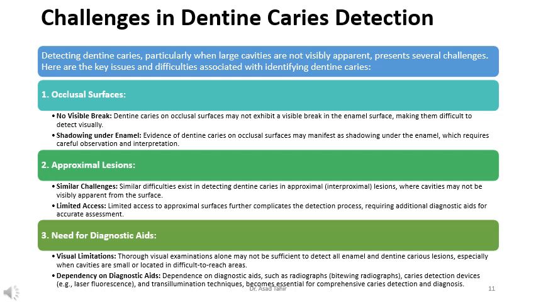3. Need for diagnostic aids. Visual limitations: thorough visual examinations alone may not be sufficient to detect all enamel and dentine carious lesions, especially when cavities are small or located in difficult-to-reach areas. Dependency on diagnostic aids: dependence on diagnostic aids, such as radiographs, bite-wing radiographs, caries detection devices, e.g., laser fluorescence, and transillumination techniques, becomes essential for comprehensive caries detection and diagnosis.